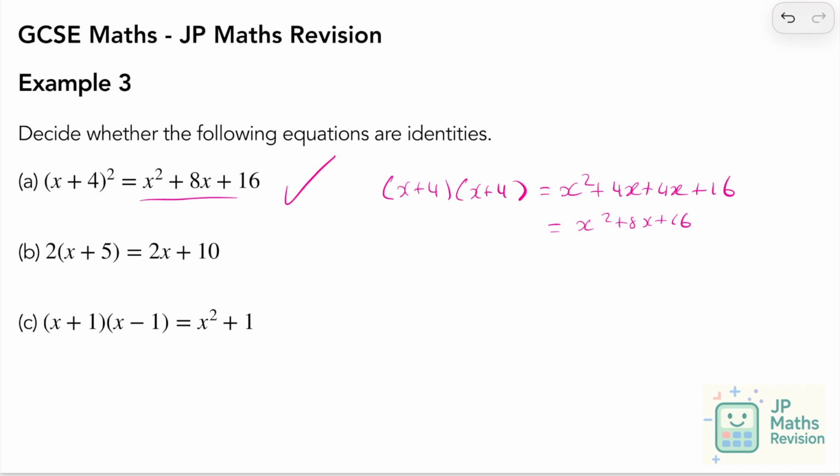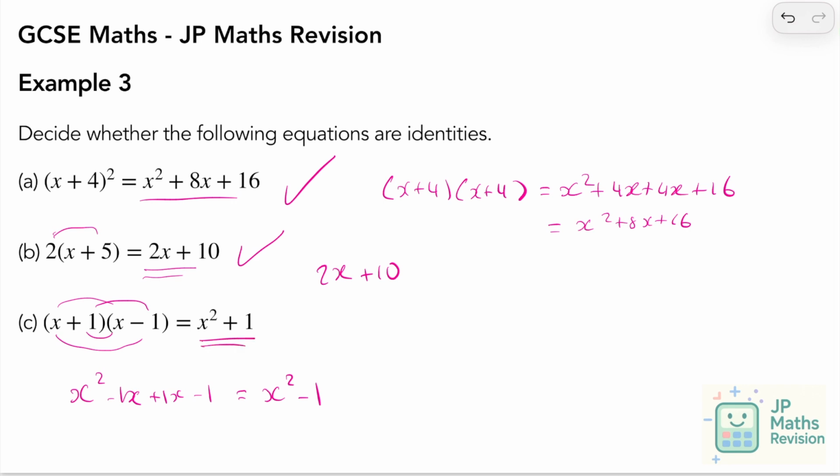This part B, I'm going to expand the bracket again. So 2 times x is 2x, and 2 times 5 is 10. So the left-hand side is 2x plus 10, and that also happens to be the right-hand side. So I can prove that this one here is clearly an identity because it's true for all values of x. This one here, I have (x plus 1) times (x minus 1). So if I expand that, I get x squared minus 1x plus 1x minus 1. So this is going to simplify to x squared minus 1, which is not the same as x squared plus 1. So this one is not an identity.